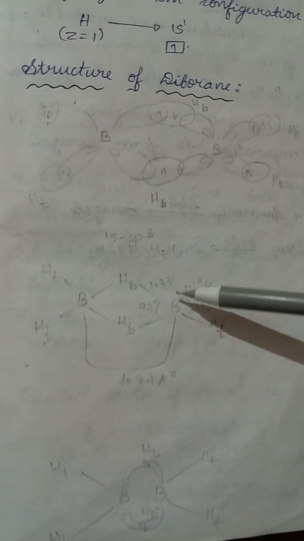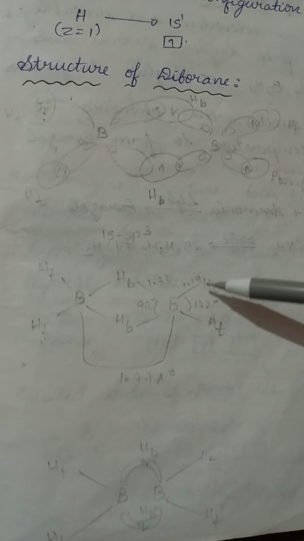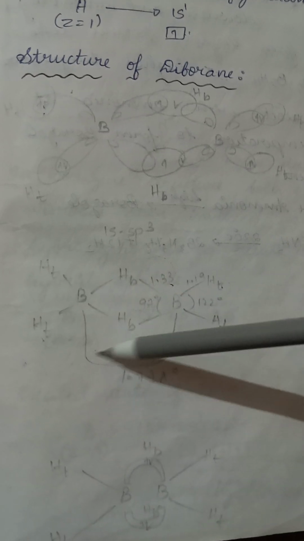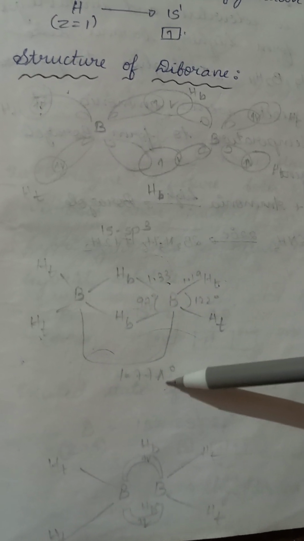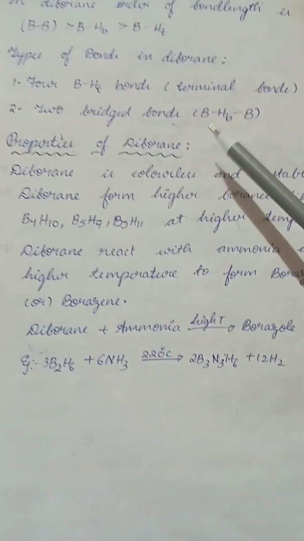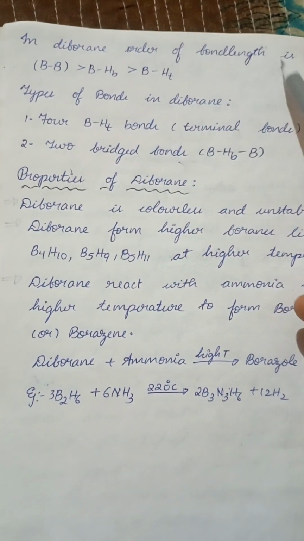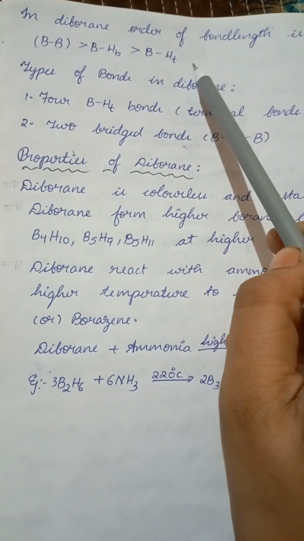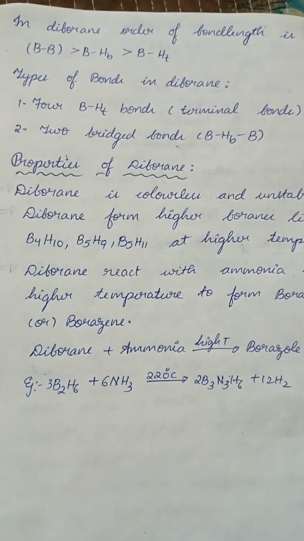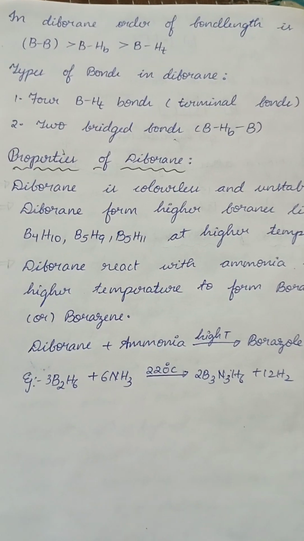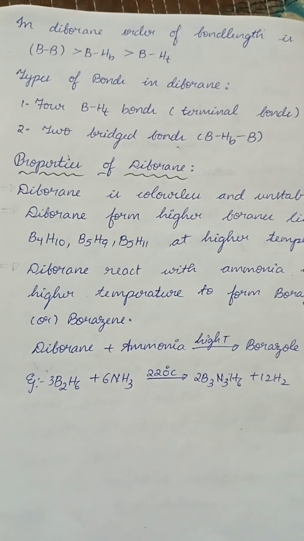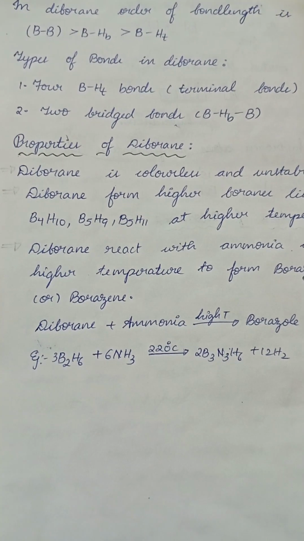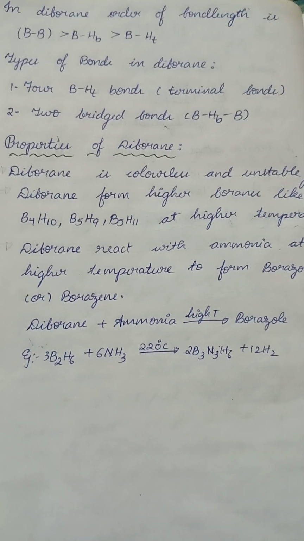As you can see here, the bond lengths are 1.19, 1.33 Angstrom, 1.77 Angstrom. What information can you draw from that? That in diborane, order of bond length is BHT, BHB, BB, and this is the order of bond length. So finally, types of bonds in diborane are two types: 4 BHT bonds, that is terminal bonds, and 2 BHB bridged bonds.